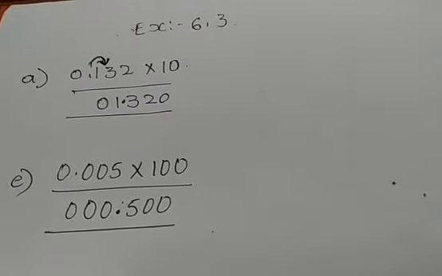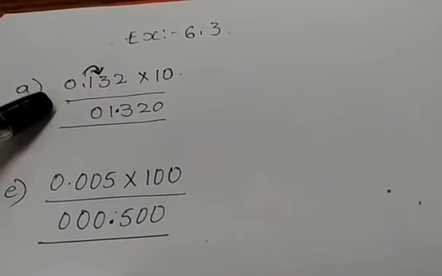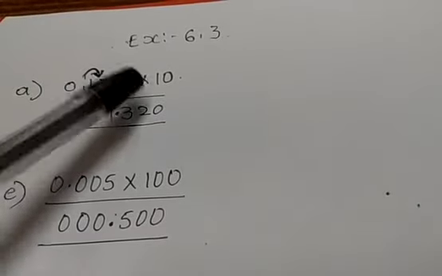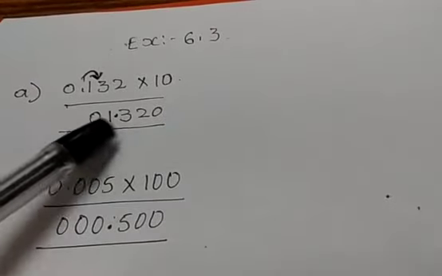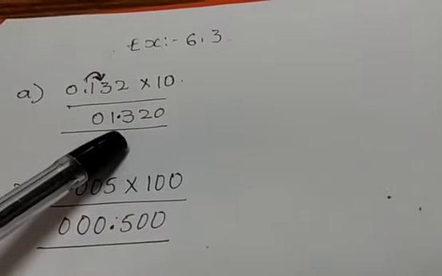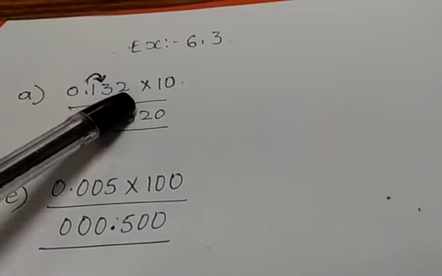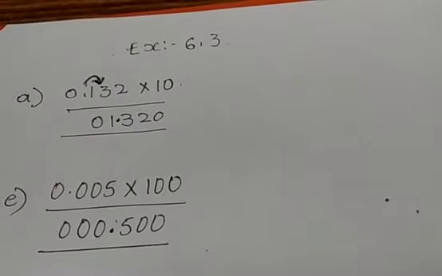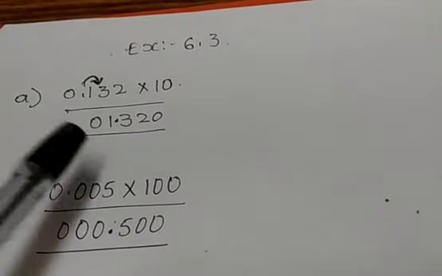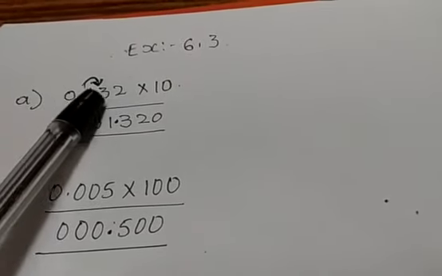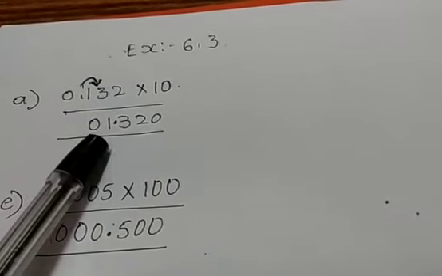Now we have exercise 6.3. Find the product of the following. The first sum given here is 0.132 into 10. If I multiply this number by 10, I will get the answer. Now how to represent it in decimal form? After getting the product, how to represent it in decimal form? We are multiplying by 10. It has only 1 zero. So shift the decimal point by 1 digit. Replace the decimal point after 1 digit, and we will get the answer 1.302.